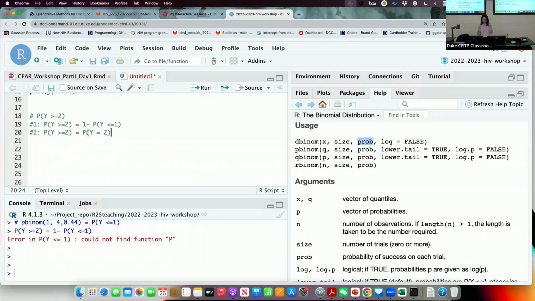That is P(Y = 2) plus P(Y = 3) plus P(Y = 4), right? So how to calculate this? What's the correct function we should use? Yes, this is exactly dbinom. So we are just going to have dbinom(2, 4, 0.44), and plus dbinom(3, 4, 0.44), and dbinom(4, 4, 0.44), right?